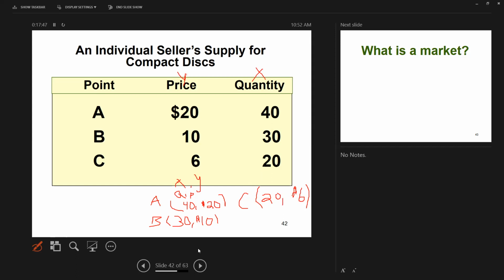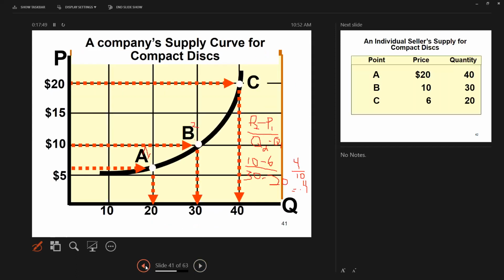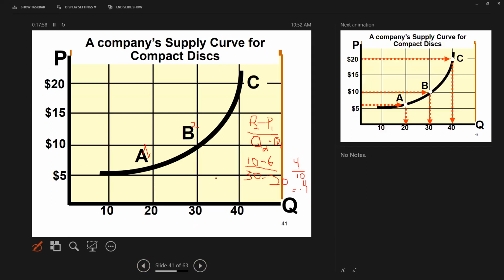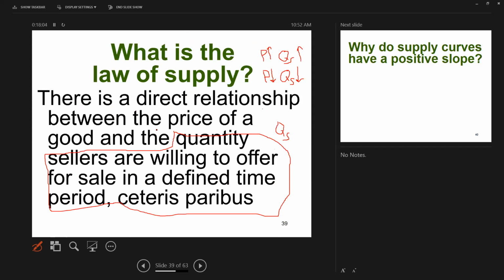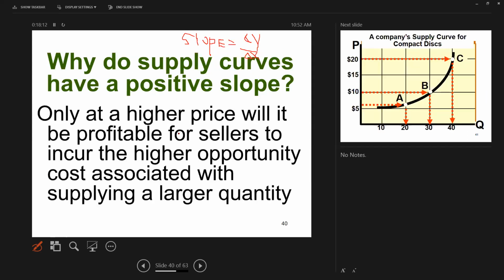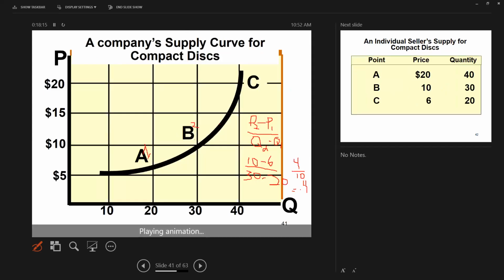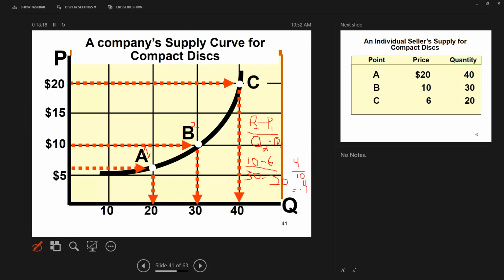All right, then we would graph those points going back here. We'd graph those points and then draw a line to demonstrate the law of supply, which we just talked about here, that there's a direct relationship between the price of a good and the quantity sellers are willing to offer in a defined time period, ceteris paribus. That means they're going to move in the same direction. If we increase the price, more CDs will be offered on the market for sale. If we decrease the price, fewer CDs. Price and quantity supplied are moving in the same direction.